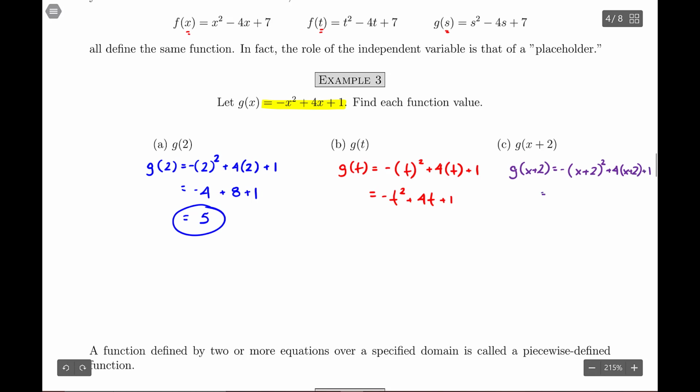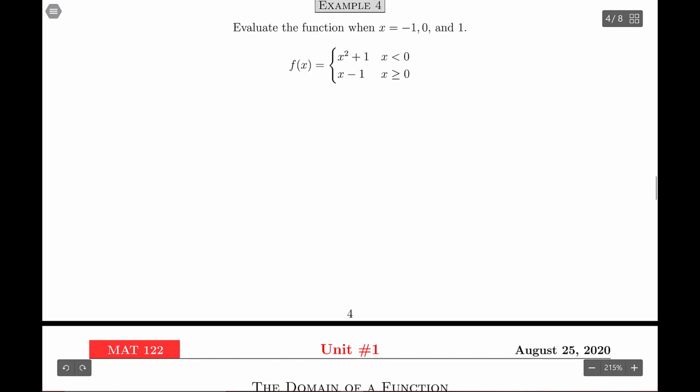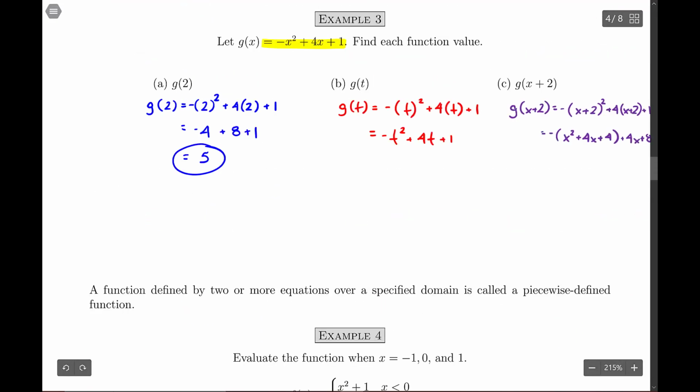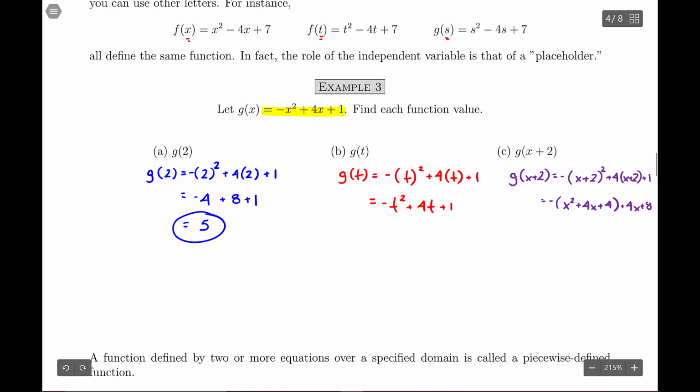And then we simplify. So first we have the x plus 2 quantity squared. That expands to x squared plus 4x plus 4. And we have 4x plus 8. Oh, I'm running out of room. And there's going to be a plus 1, if I can get it to fit. Plus 1. So when I simplify this, I have negative x squared minus 4x minus 4. That's just from distributing this negative through the parentheses. Plus 4x plus 8 plus 1.